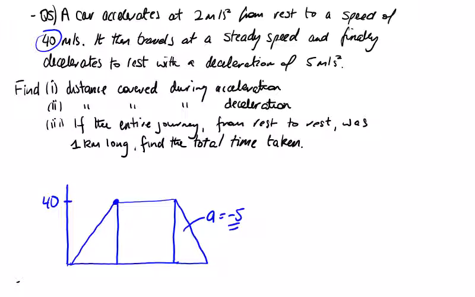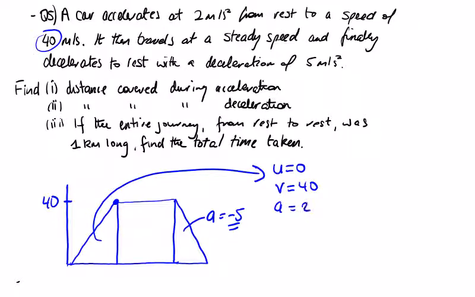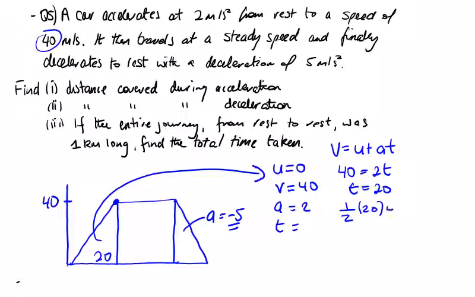Distance covered during acceleration. Okay, let's have a look here. What do I have? My initial velocity, my final velocity, my acceleration of 2. Need time. And you can see it's going to be 20, but put it into the formula. V is equal to U plus AT. 40 is equal to 2t. T is equal to 20. So the distance covered there, half the base by the height: half of 20 by 40 is 400 meters. So that's in the first triangle.